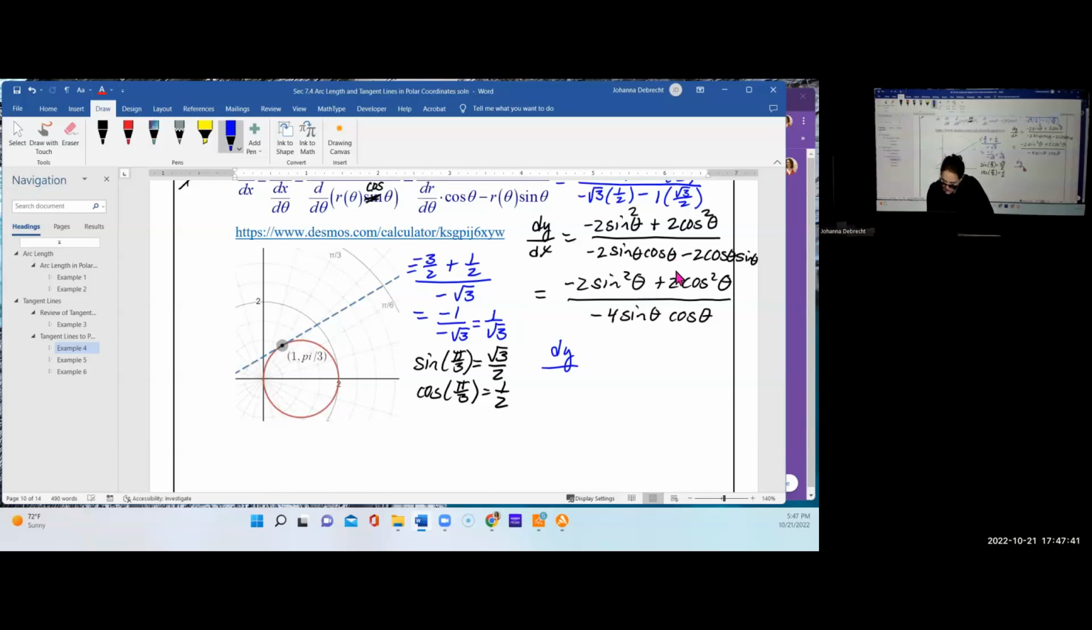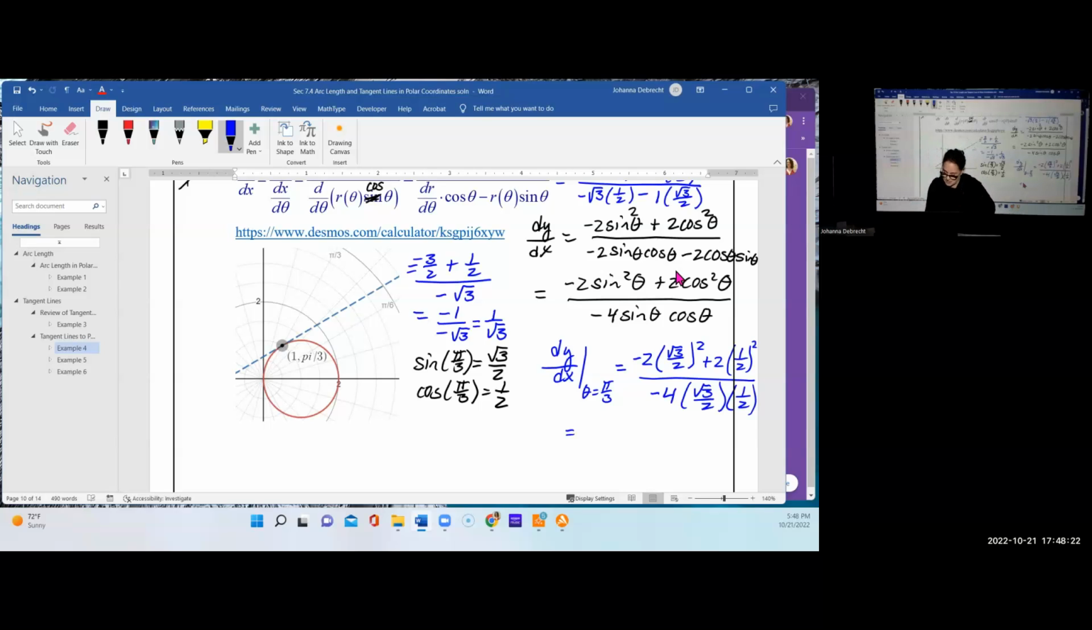So we'll say dy dx at theta equal pi over 3 is equal to -2 sine of pi over 3 is square root of 3 over 2, and it's squared according to our formula, plus 2 cosine of pi over 3 is 1/2, and it's squared according to our formula, over -4 sine of theta is square root of 3 over 2 times cosine theta is 1/2.